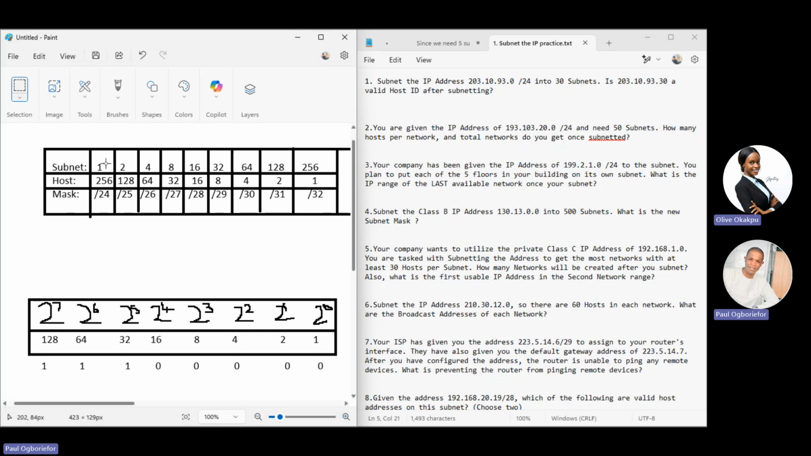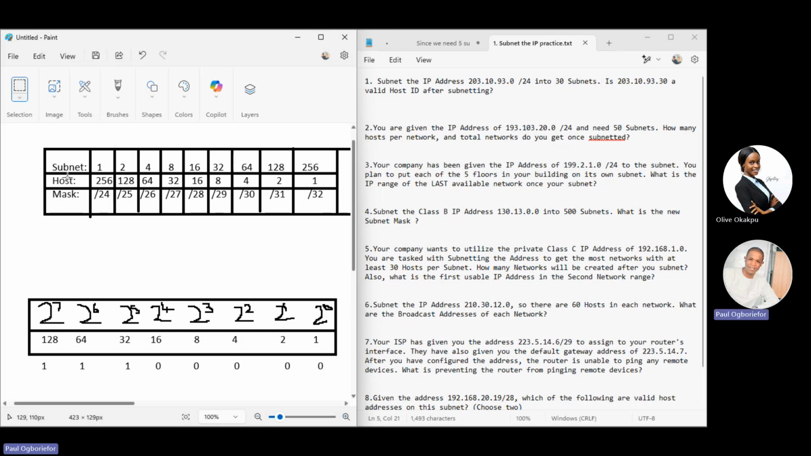So if you check this number of subnets, there is no 30 here in this our table. And don't forget, if you want to start your work, the formula is always 2 raised to the power of n. And there is nothing you will raise 2 to the power of that will give you 30. The most you will get is 32. So from this table, because we are looking for 30 subnets, right?